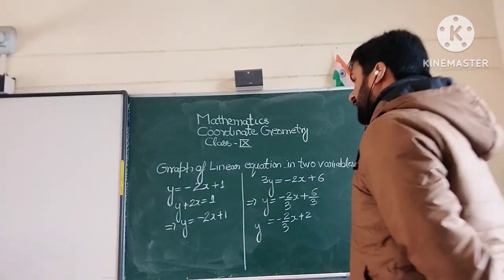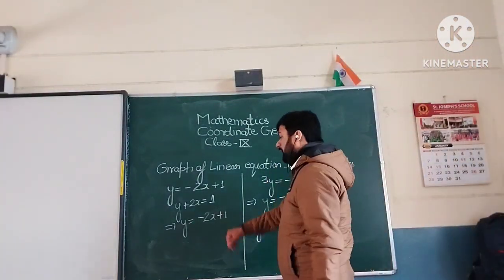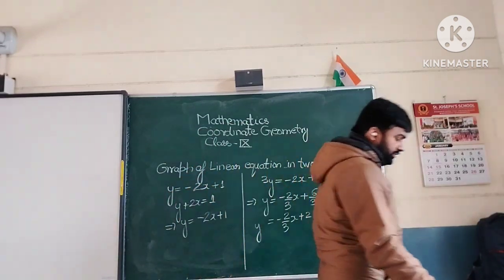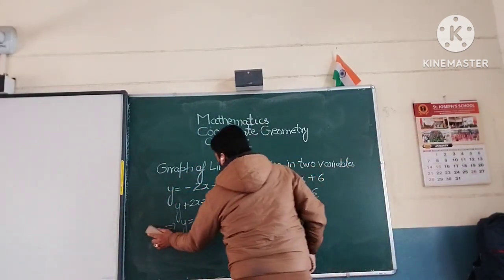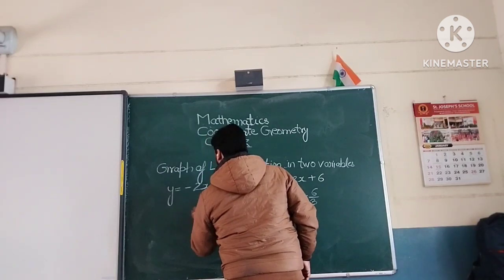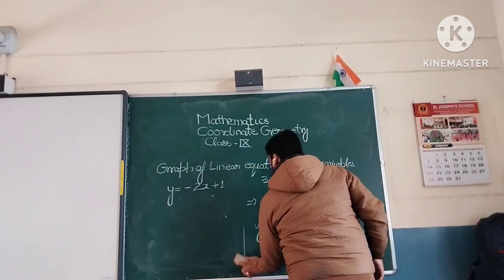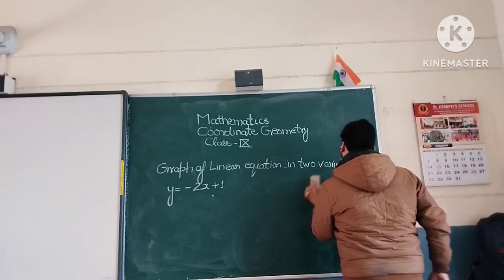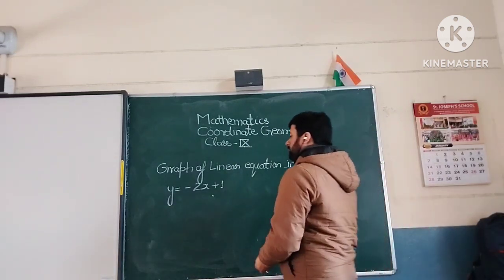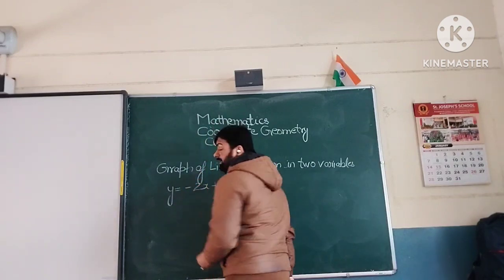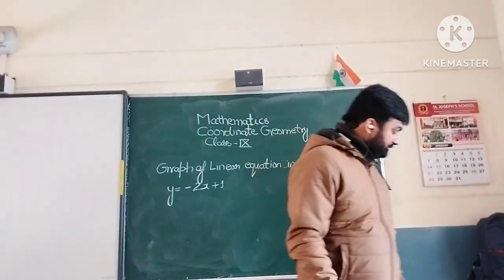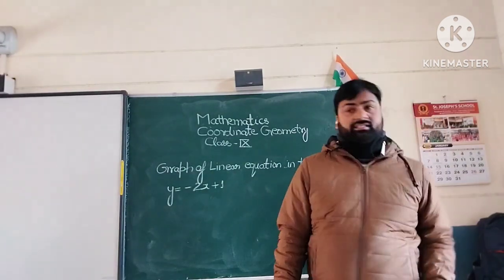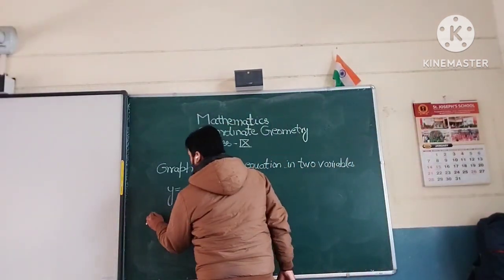We'll choose different values of x. How will we do that? We'll make a table first. Now I'm switching to the first question only. We will make a table. We will take some values of x and y, so we'll make a table.